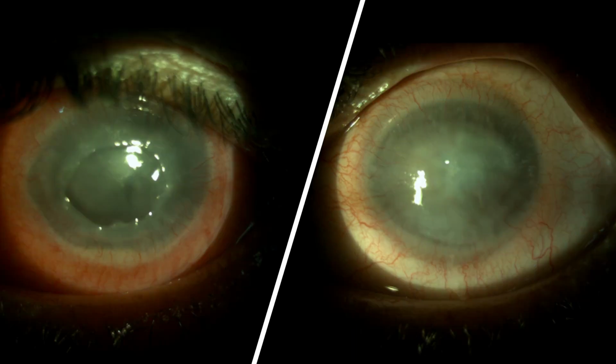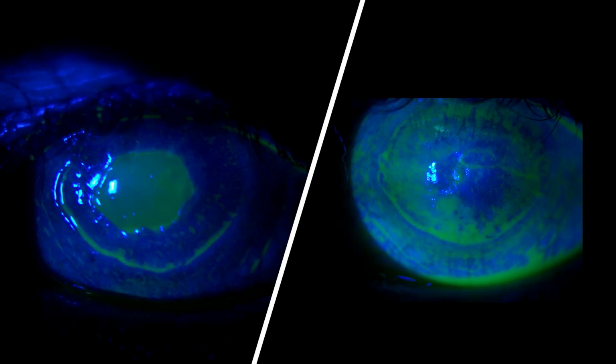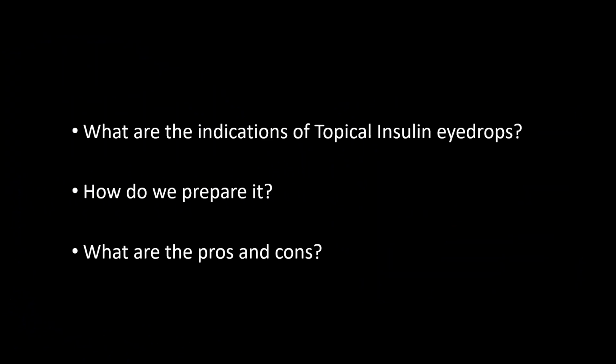So this is a split screen showing the initial presentation and the final presentation of the patient. You can see that the epithelial defect has healed well and the hypopyon has regressed completely. The cobalt blue filter shows the initial size of the epithelial defect and the healed defect at the end, again showing an excellent response to the use of topical insulin eye drops. So this case emphasizes that topical insulin can be an excellent option for patients with neurotrophic keratopathy.